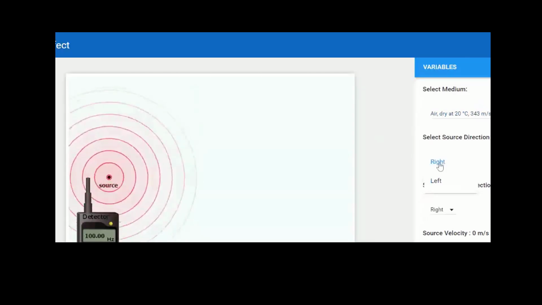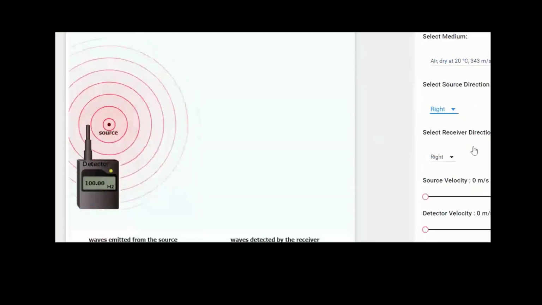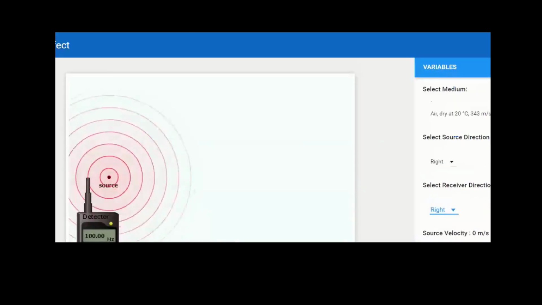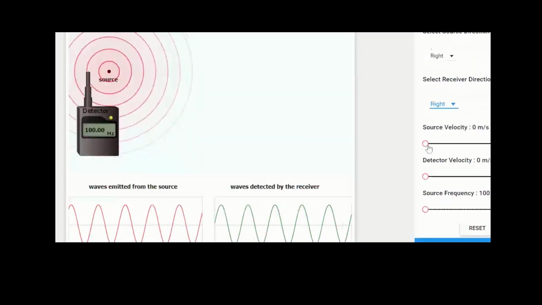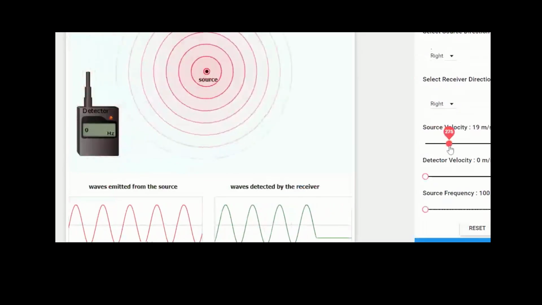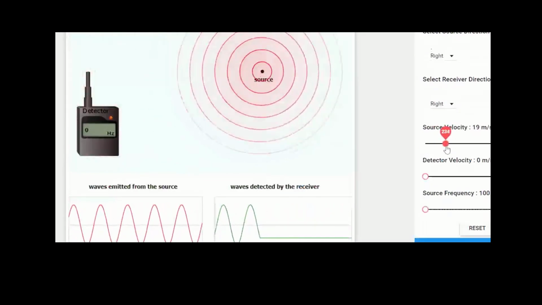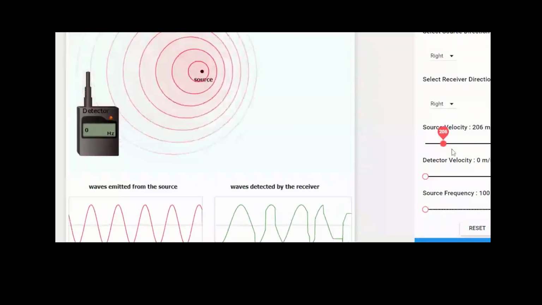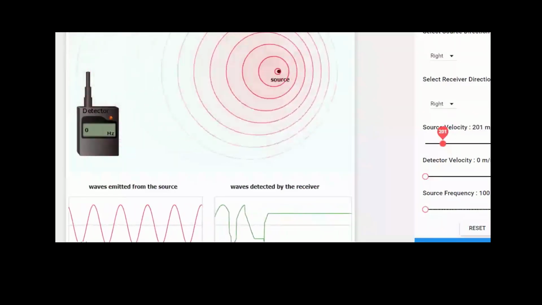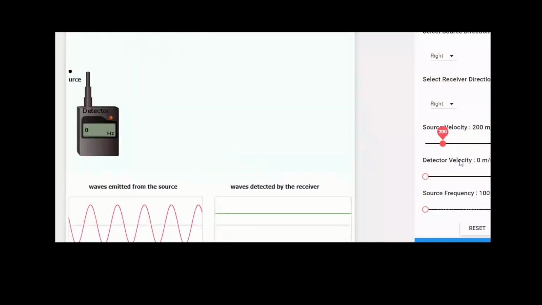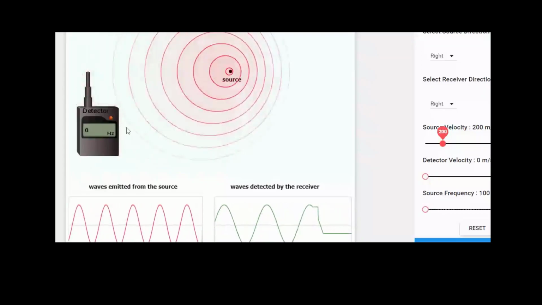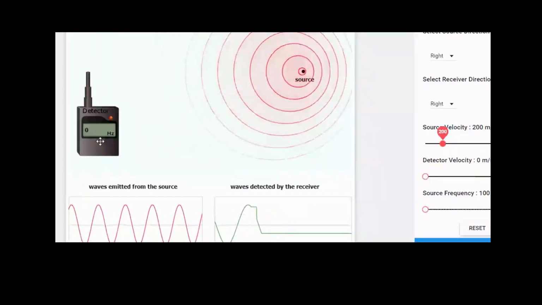It's up to you; suppose I have taken right and right. What velocity have I given? Suppose I have given 200 as the source velocity. Now you see, as I have given it, this source is moving. Now you can see the frequency from the detector.